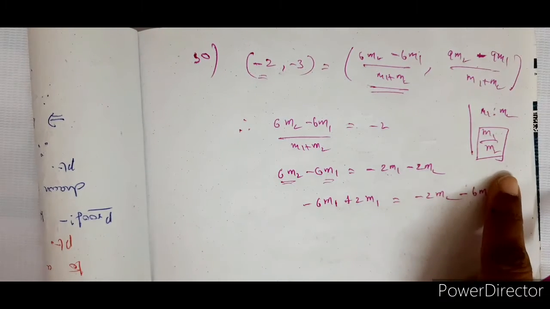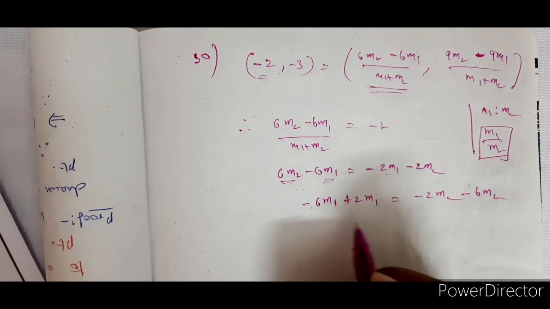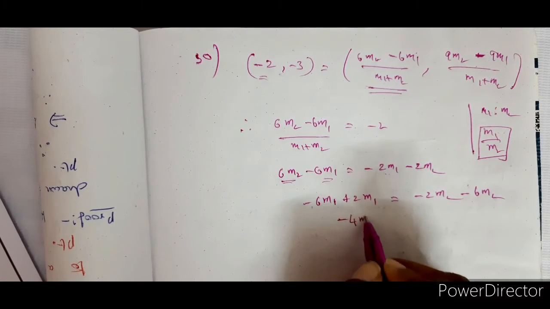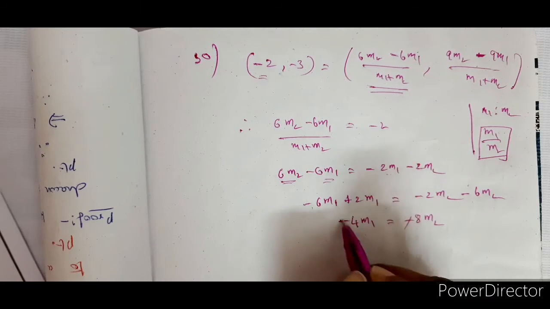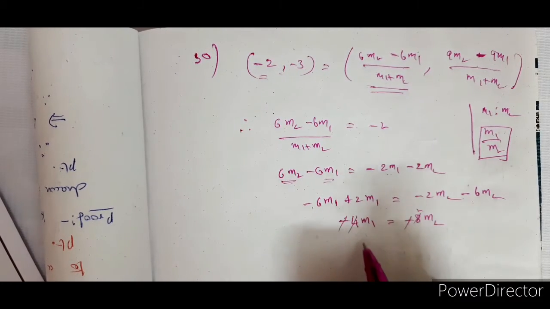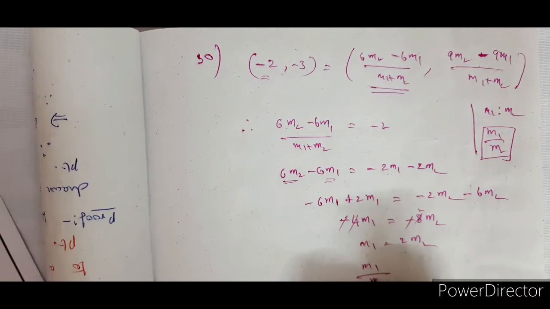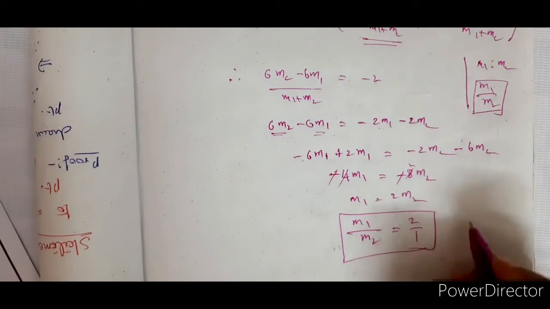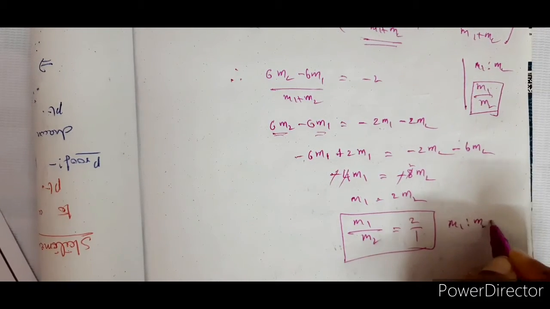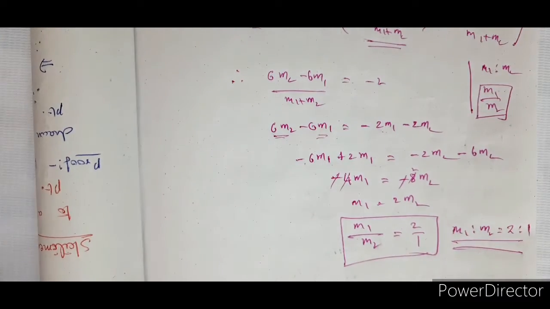Already we did this kind of problem yesterday also. Right? So now minus 6m1 plus 2m1 is minus 4m1, which is equal to minus 8m2. Minus minus will get cancelled. 4 goes 2 times. So therefore m1 is equal to 2m2, or m1 by m2 is equal to 2 by 1. So therefore m1 is to m2 is equal to 2 is to 1. Okay children? Perfect.